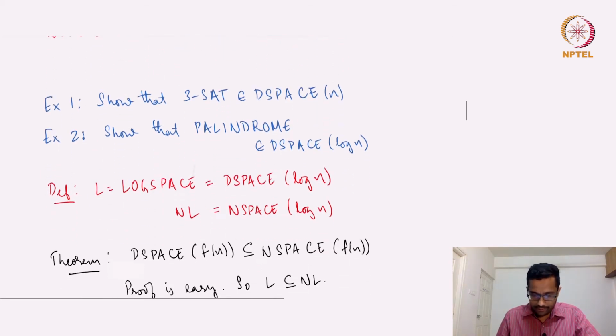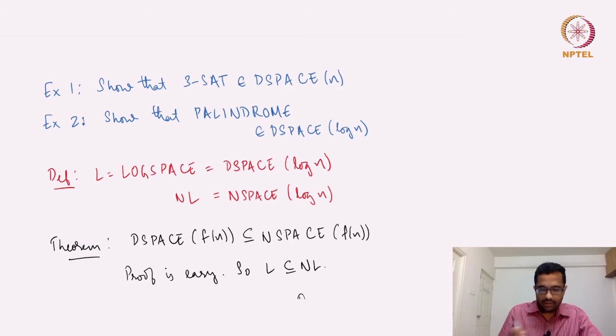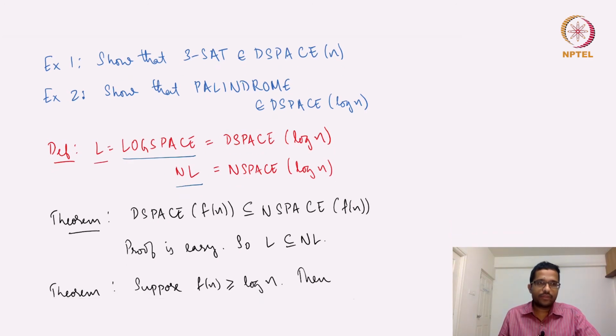Now, one further definition. The class L, or sometimes we say L is short for log space, is simply DSPACE(log n), and the class NL is simply NSPACE(log n), right. So L and NL are deterministic log space and non-deterministic log space respectively. Okay, so we saw what is space complexity, we saw DSPACE or space of f(n) and NSPACE of f(n), and now we are seeing L and NL, which are specific cases where f(n) is equal to log n.